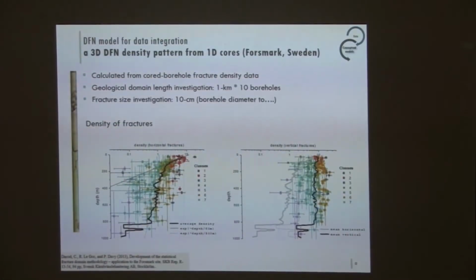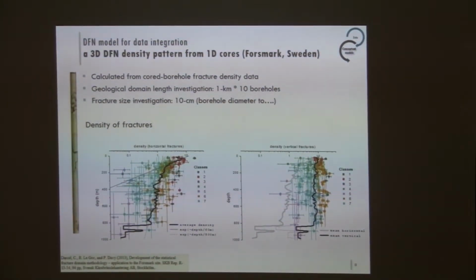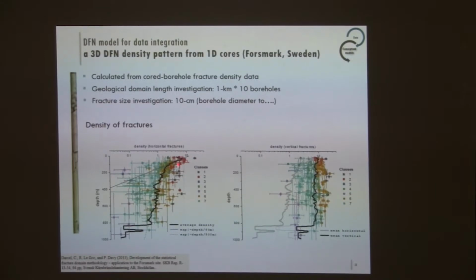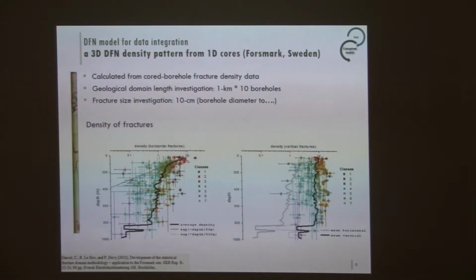So you see that you have a very large variability first. Second, if you take the average for vertical fractures, the black line, you have no depth dependency. In this case, it's in Sweden. But you have a high variability. But for horizontal fractures, you see that you have a very high dependency at the top. You see the average, and it's an exponential decrease of the number of fractures. And the value behind the exponential is here, 100 meters. But you see it decreases also at lower depth, but with a different range.